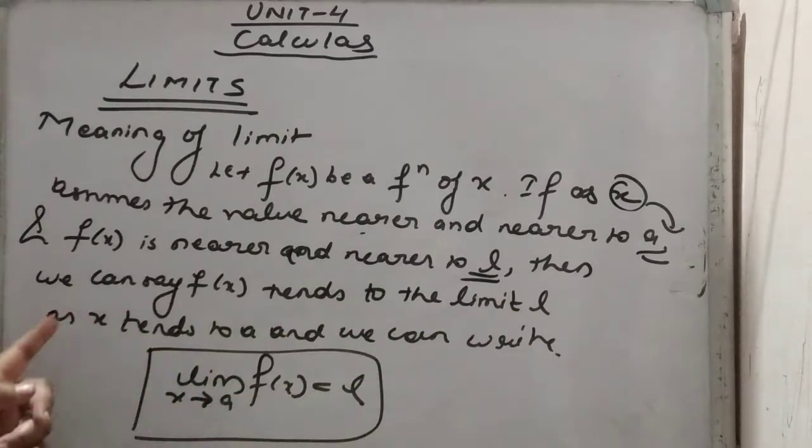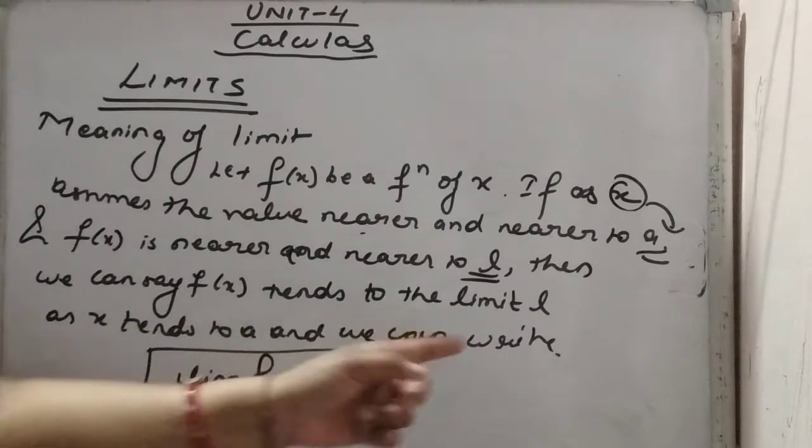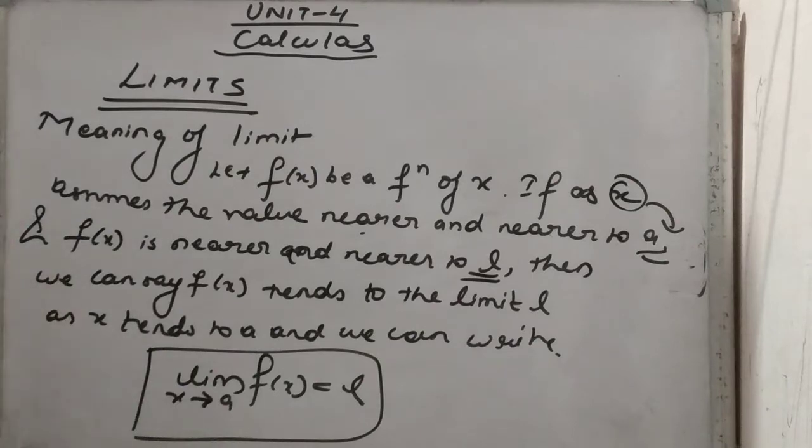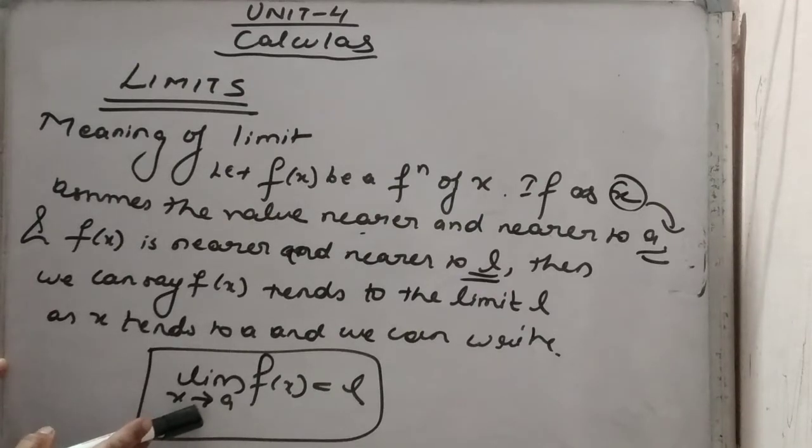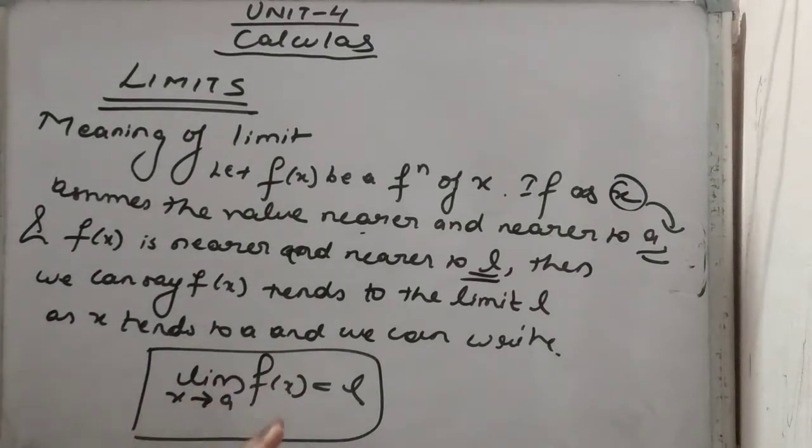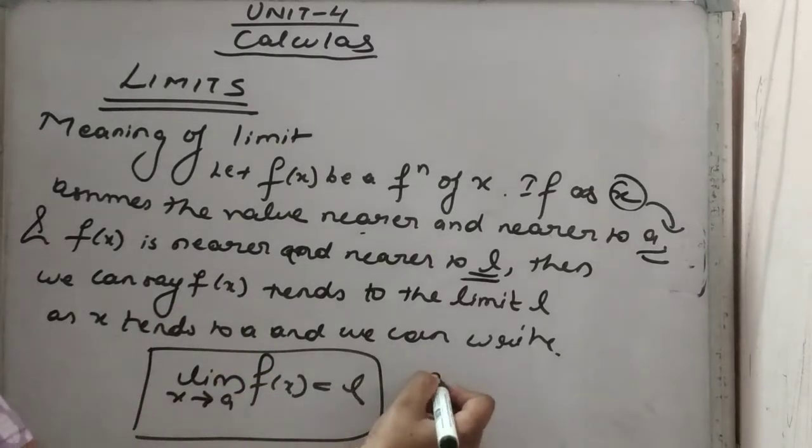limit L as x tends to a, and we can write it in this form: lim, and this arrow means tends to, x tends to a, we read it like this: limit as x tends to a of f of x equals L. It means whatever function is given, in algebraic form or trigonometric form, it should be in the form of x only.